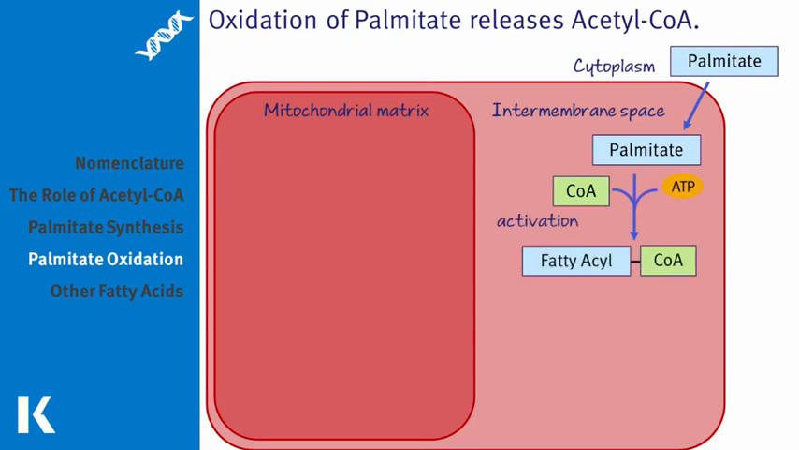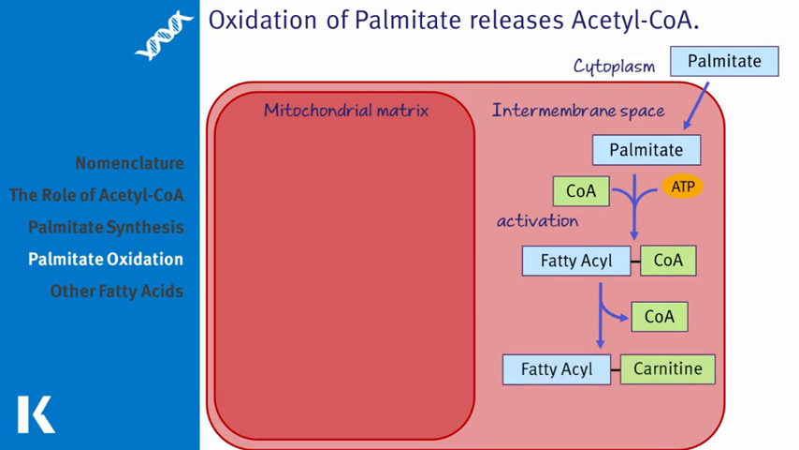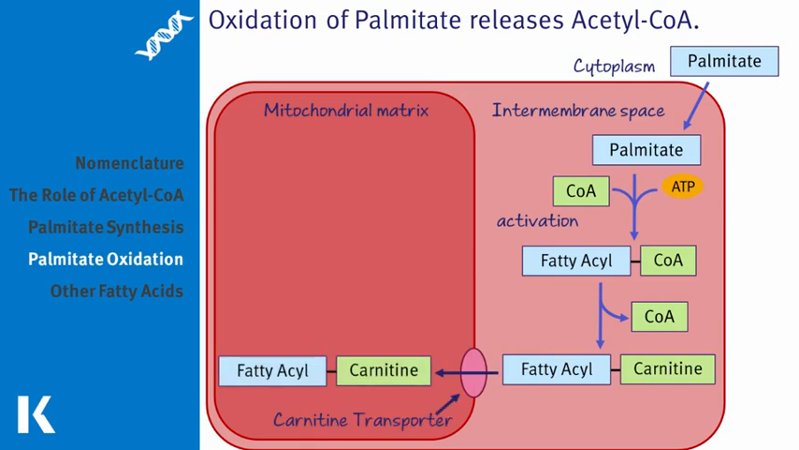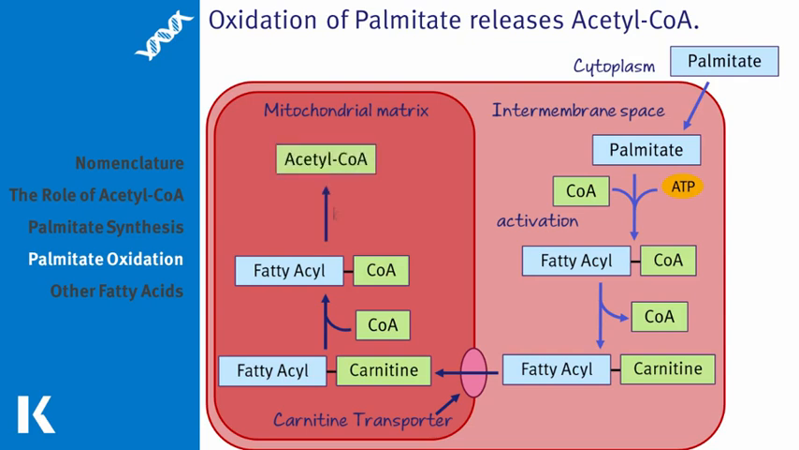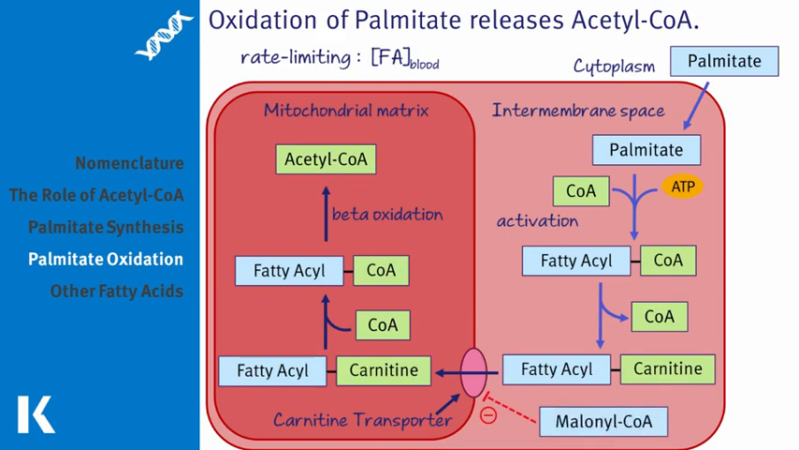In the intermembrane space, the fatty acid is activated by linkage to coenzyme A. This step facilitates binding by carnitine, which is necessary for transport into the mitochondrial matrix. A special carnitine transporter is then used to do this. Once in the matrix, the fatty acid is again linked to CoA, making a fatty acyl-CoA molecule, and through the process of beta oxidation, acetyl-CoA will be produced. This process depends on the concentration of fatty acids within the blood, and will not move forward if these concentrations are low. But malonyl-CoA can inhibit the carnitine transporter, which would also prevent beta oxidation from occurring.